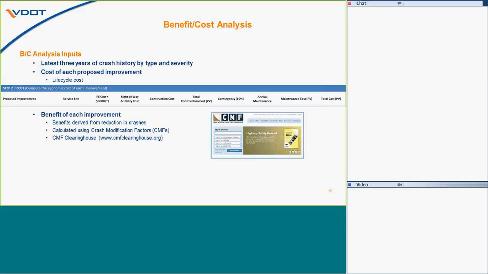Some of the inputs that are used in the BC analysis: one is you need at least the latest 3 years of crash history data that are available, and that has to be entered by type and severity, and we'll get into that in more detail in a moment. The cost of each program improvement has to be entered too, and we're talking about the total life cycle cost, and you can see right under that bullet there, it shows all components that go into the life cycle costs, which are PE costs, construction, maintenance, etc.